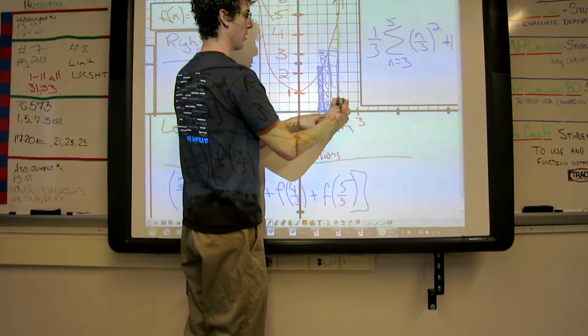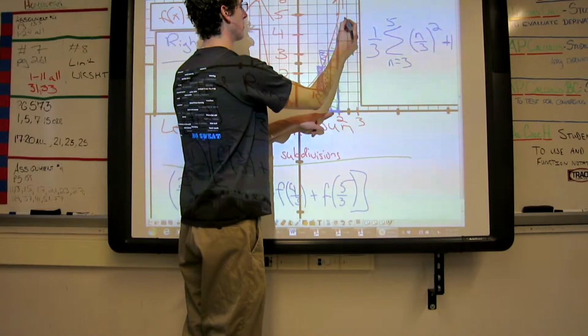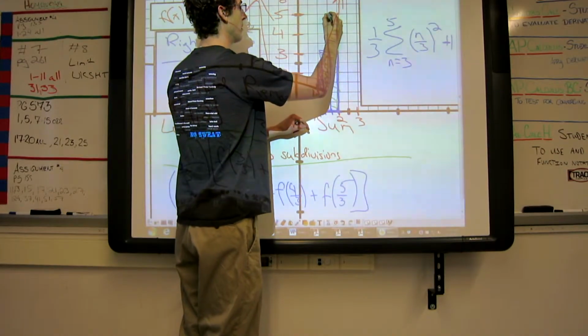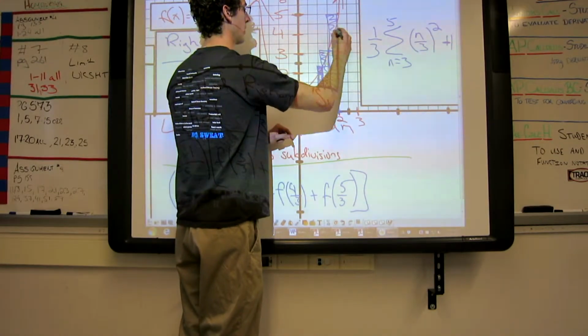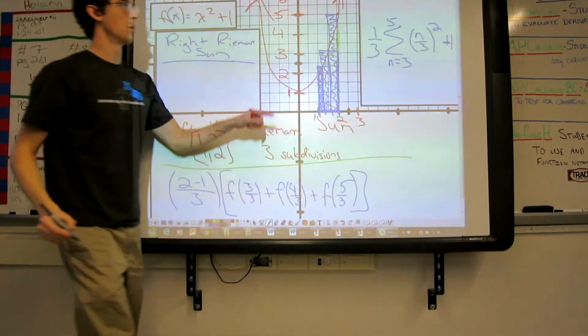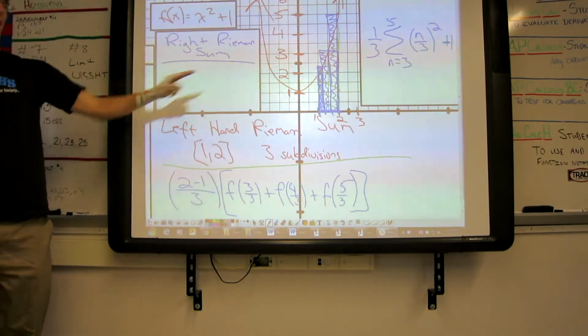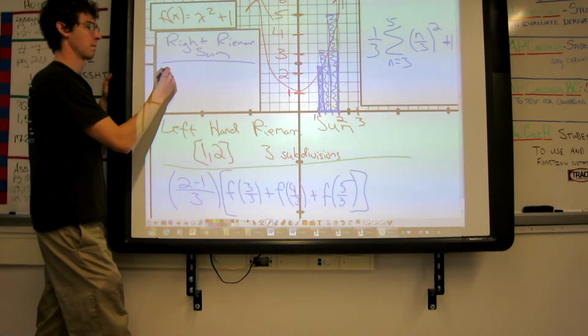Then we take this one, we draw it all the way up here, then over and down. So this is what our right Riemann sum would look like. Do you guys agree with that? Yeah. Now let's do this. Width is what? 1/3.